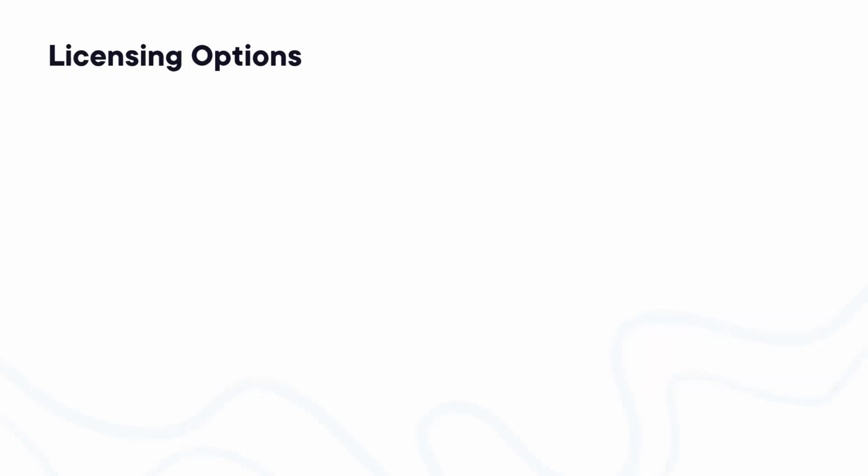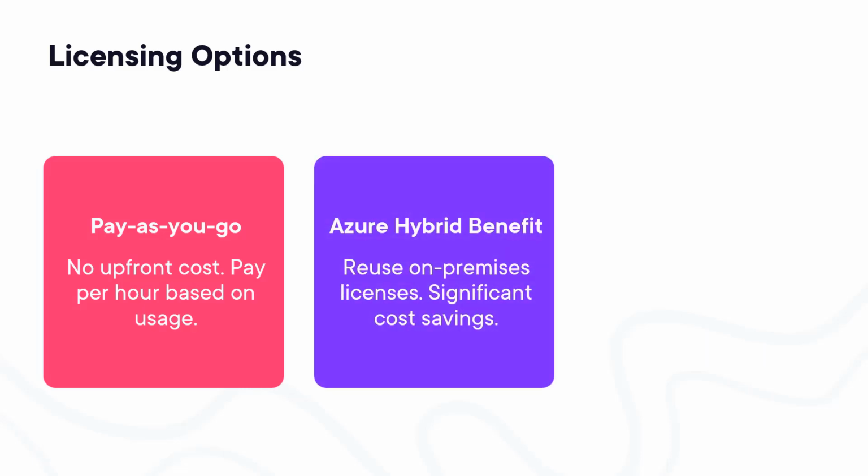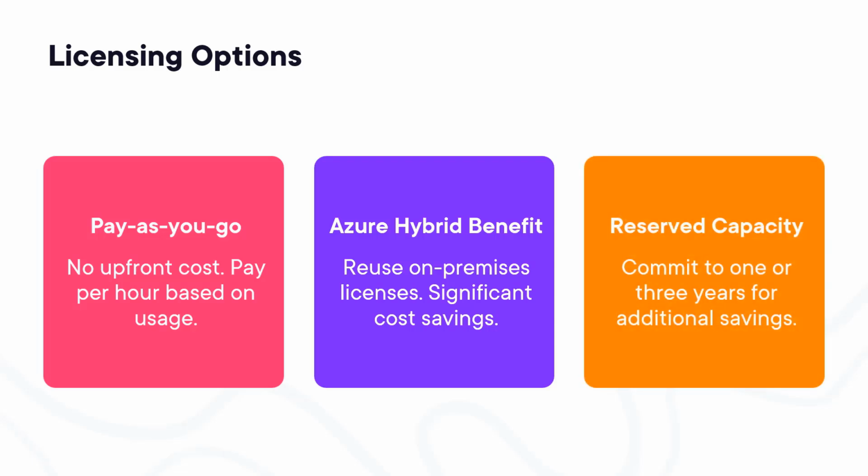So what are the licensing options and the expectations of the billing frequency? You have three options: pay as you go, which has no upfront cost, and you pay per hour or monthly based on usage. Azure Hybrid Benefit, which allows you to use your existing on-premises licenses to lower the cost, providing significant cost savings, and Reserved Capacity, which offers a commitment to 1 to 3 years period, offering more savings than the pay-as-you-go option if your usage is at a large scale.